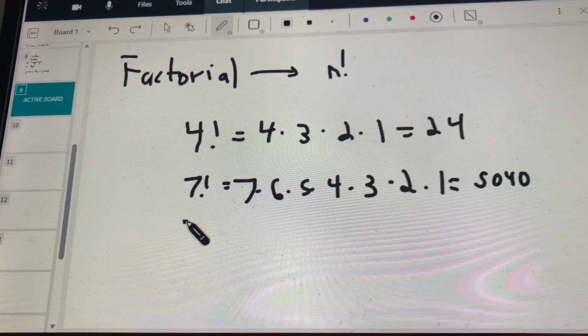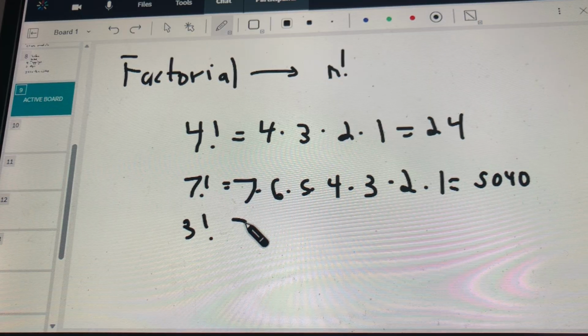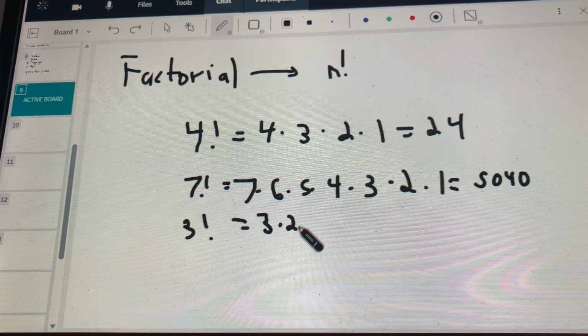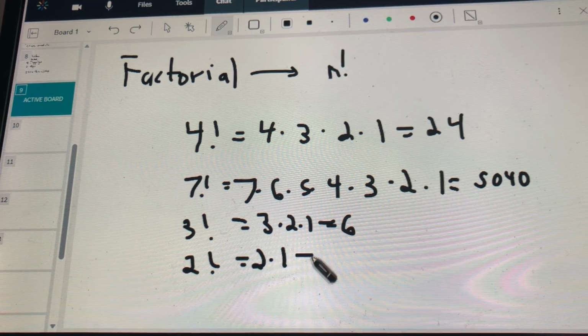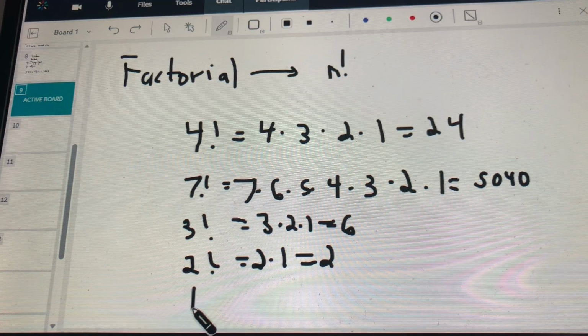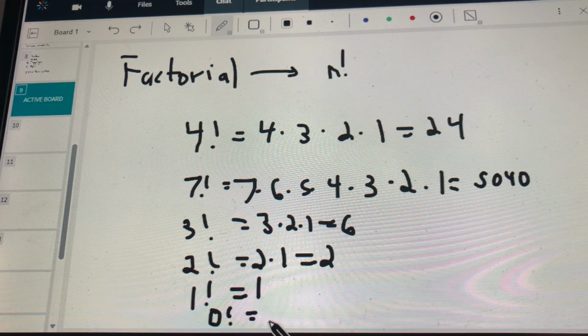So if you keep going downward, 3 factorial is 3 times 2 times 1, that's 6. 2 factorial is 2 times 1. 1 factorial is literally just 1. The strange one, which is why I skipped it, is 0 factorial. By rule, 0 factorial equals 1, and there's actually a couple of reasons why.